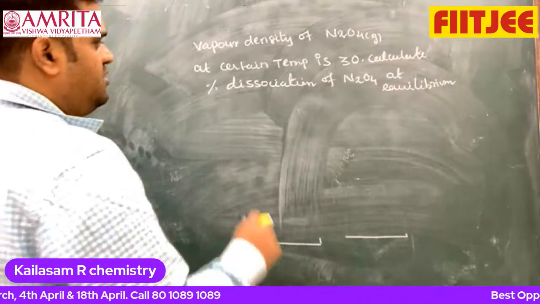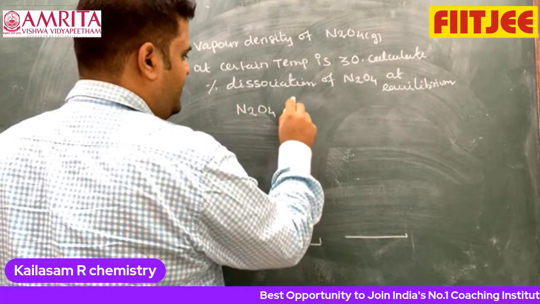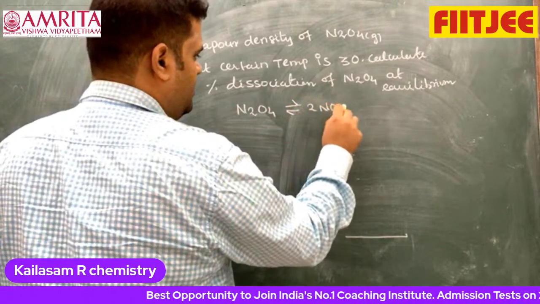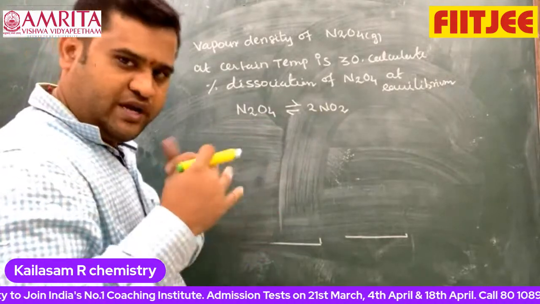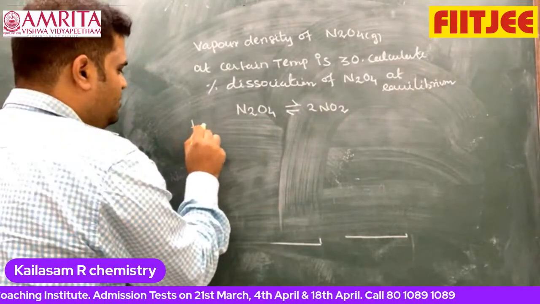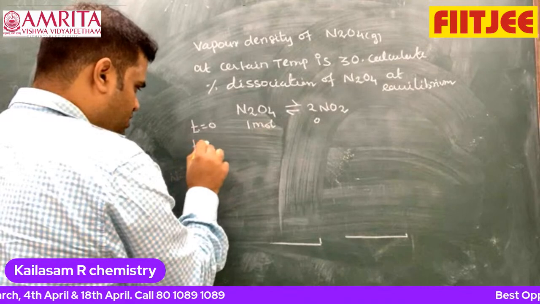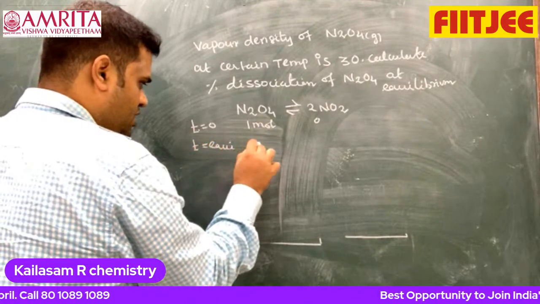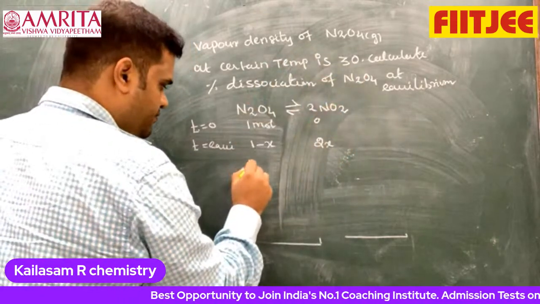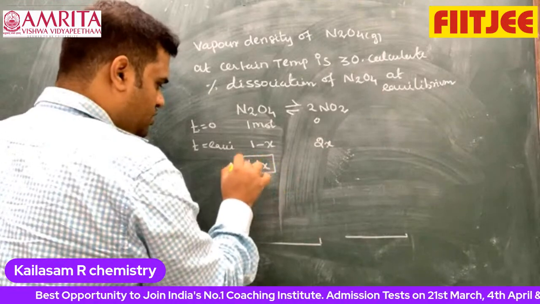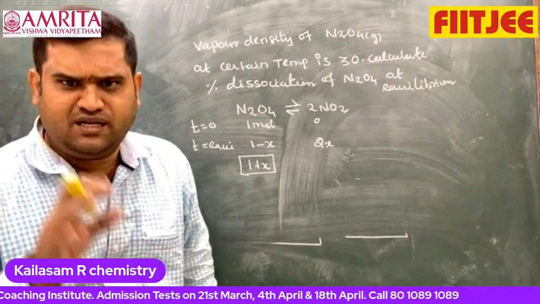Now, what dissociation means, we can write that N2O4 at equilibrium gives 2NO2. Let us take the degree of dissociation as x. If the number of moles is not given, take it as 1 mole initially. When t is equal to 0, N2O4 is 1 mole and NO2 is 0. At equilibrium, N2O4 is 1 minus x mole and NO2 is 2x mole. The total number of moles at equilibrium is 1 plus x.